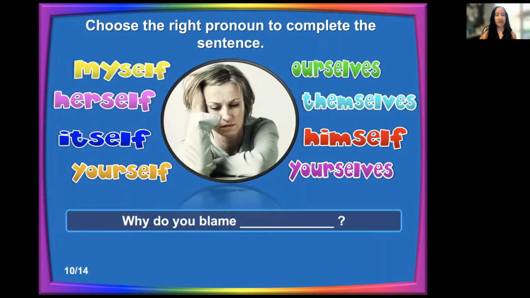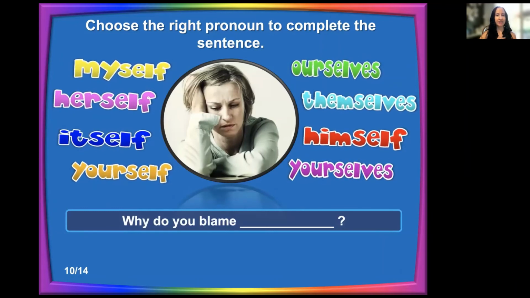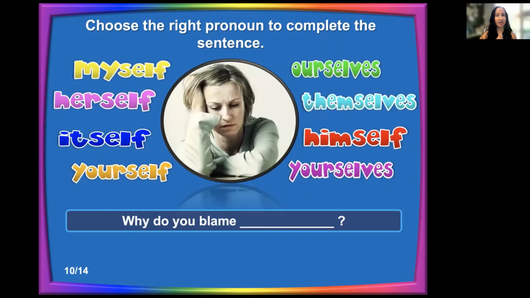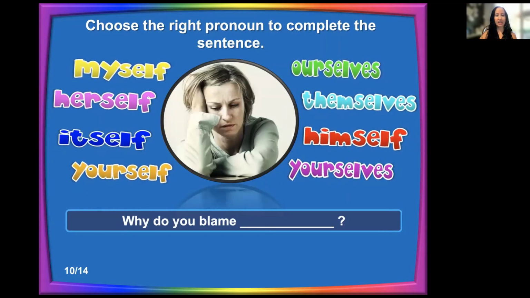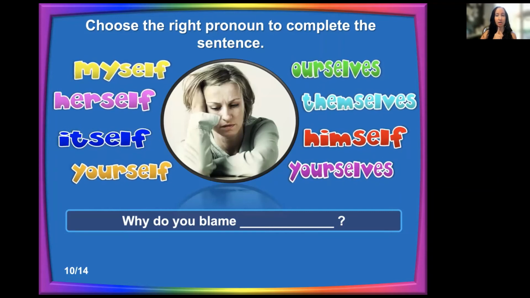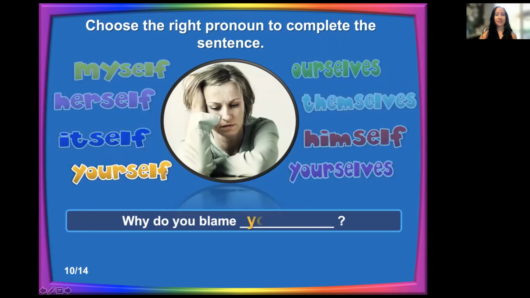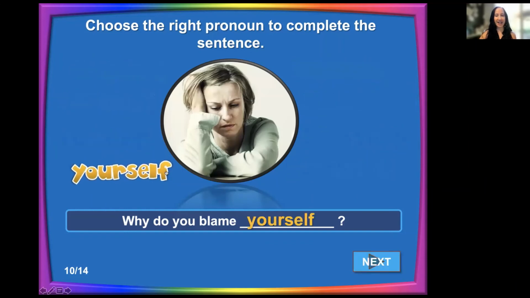Let's read together. Why do you blame blank? Trying to trick you here. This is a question. Remember? Interrogative. We learned that in our last lesson. Why do you blame? Where's the pronoun? You. Why do you blame yourself? All right. Amazing job.